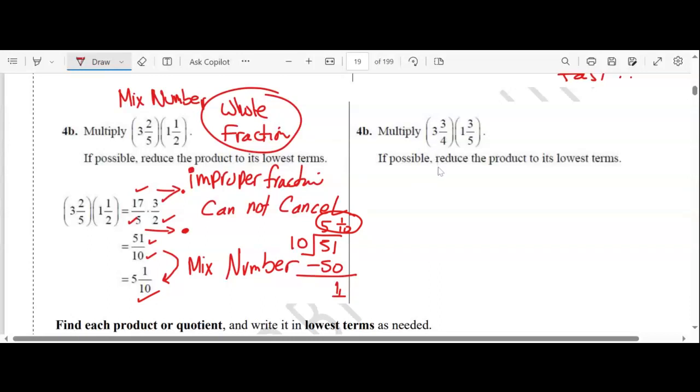Yalla, do the next one. Yalla, fast. Who can tell me? 3 times 4? 12. 12 plus 3? 15. Over what? Over 4. 1 times 5? 5. Plus 3? Over 5. Can I cancel? Yeah. Cancel what with what?